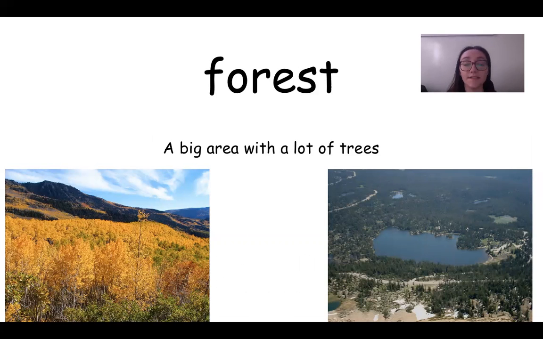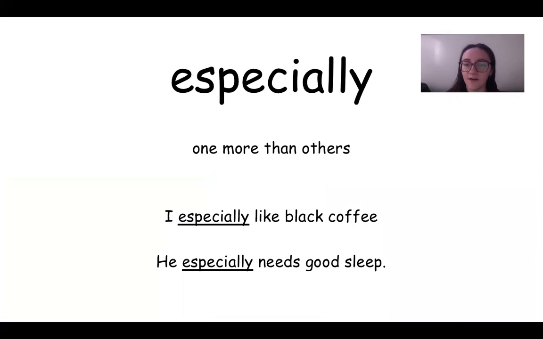Next word is forest. So this is just a big area with a lot of trees. So I took some forests, right, plural forests that are around here in Utah. So we have the Pando Forest, which is really cool because all of these trees come from one tree. It's like the same tree almost. And then this is the Uinta Forest in Utah. So forest is a big area with trees.